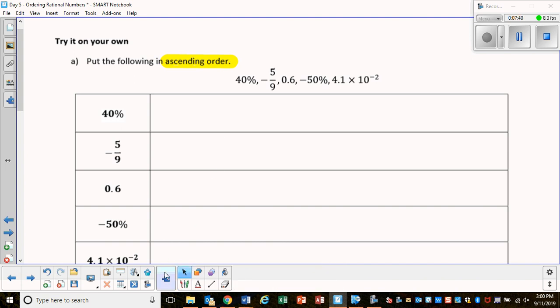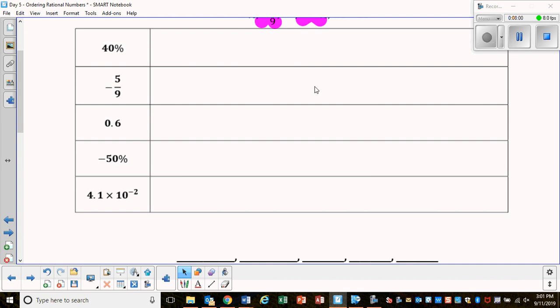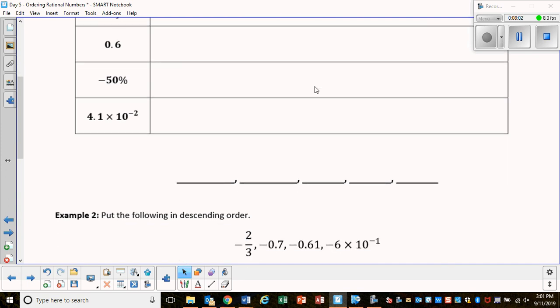And then the other thing I want you to be aware of, we got negative numbers here. So you should definitely be paying attention. If it's negative, it's going to be on the smaller side. So keep that in mind. Those negative numbers are really important. So try to order that on your own. We will go over it next class.